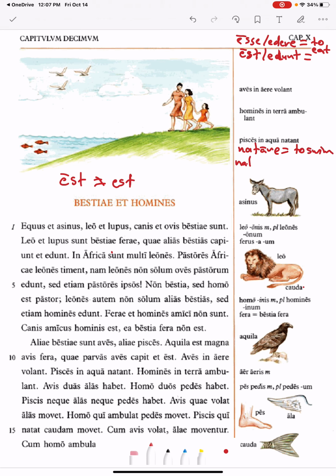And he, she, it swims is natat. They swim, natant.